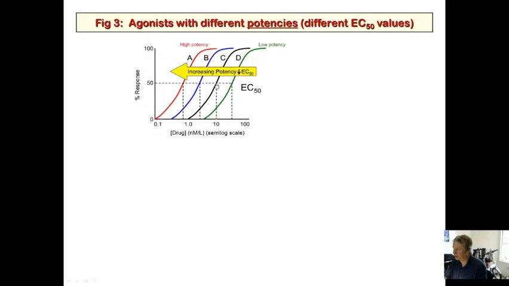EC50 is higher, and it's a little less potent. And then the worst compound of all is compound D, which has the highest EC50. Okay, so it's probably the least potent compound. Okay, what else to say about this? What are the actual EC50s?